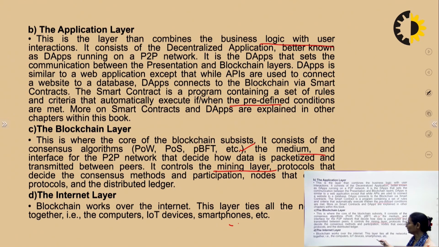Then in the internet layer, since we are aware blockchain works over the internet, this layer ties all the networks together, that is computers, IoT devices, smartphones, and some other relevant devices.